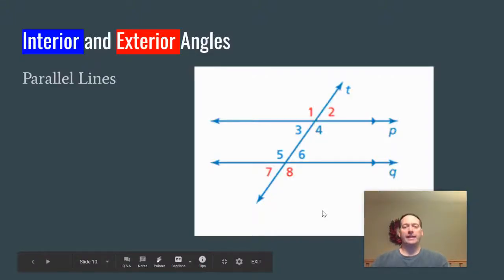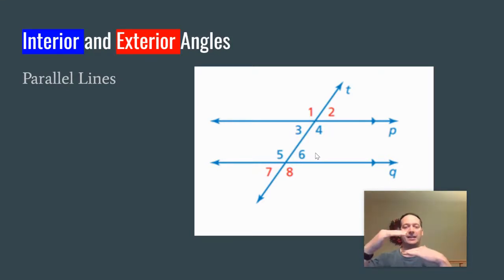So the next thing we're going to look at is something called interior and exterior angles. Now, interior angles and exterior angles deal with their relation to the parallel lines. So here we have our 2 parallel lines, P and Q. Interior angles are the angles that are on the inside of the parallel lines. So 3, 4, 5, and 6 are on the inside of the parallel lines. They are called interior angles. 1, 2, 7, and 8 are called exterior angles because they're on the outside of the parallel lines.